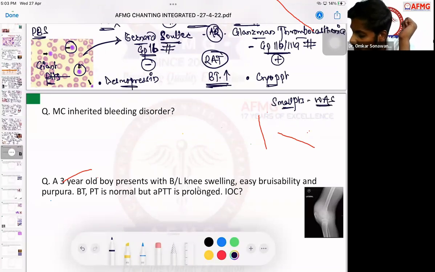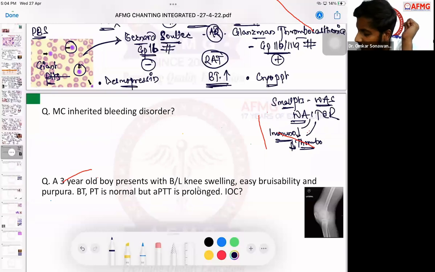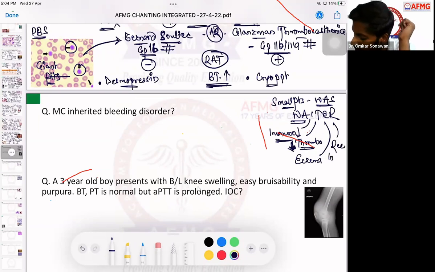Wiskott-Aldrich syndrome is remembered by the mnemonic WAITER. WA goes for Wiskott-Aldrich. I goes for immunodeficiency. T goes for thrombocytopenia, decreased platelet count. E goes for eczema in the patient. And R goes for recurrent pyogenic infections in the patient. That is WAITER usually. Please remember this condition.